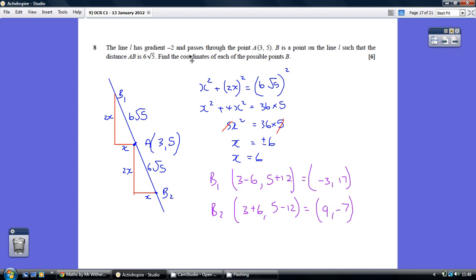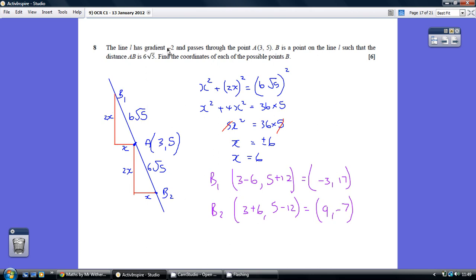So if we just draw a quick sketch to gather our thoughts, we know that the line L has gradient -2, so that's going down quite steeply. Let's just set A here, being the coordinate (3, 5), and we know the distance to B is 6√5, so that can either be up the line to what I've called B1 or down the line to what I've called B2.